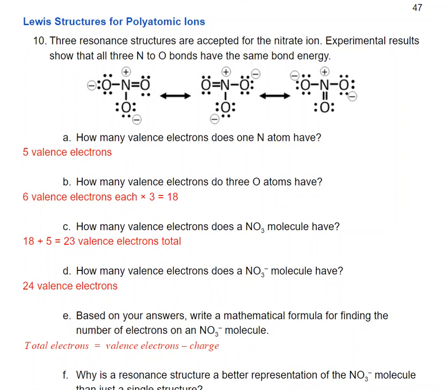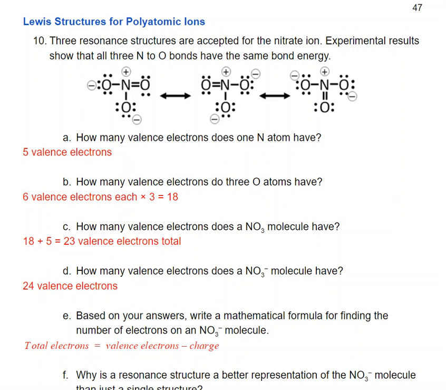We can also now look at drawing Lewis structures for polyatomic ions. Remember that a polyatomic ion is really just a covalent molecule that behaves like an ion, meaning it's got a charge overall. Nitrogen has 5 valence electrons. Oxygen has 6 valence electrons, and there's 3 of them, which means 18. So far I have 23 valence electrons.